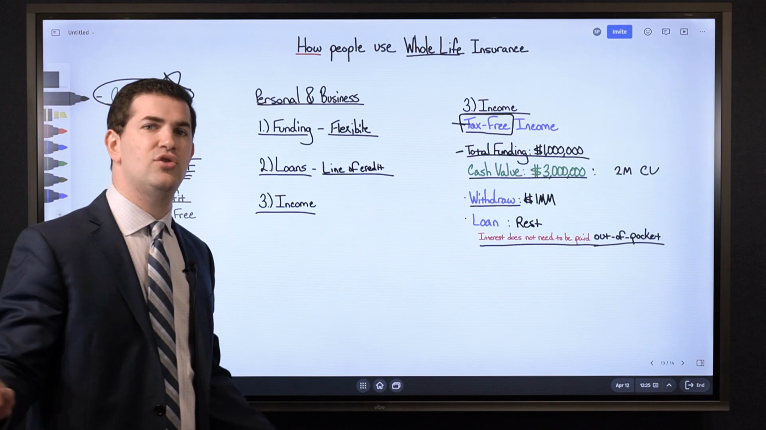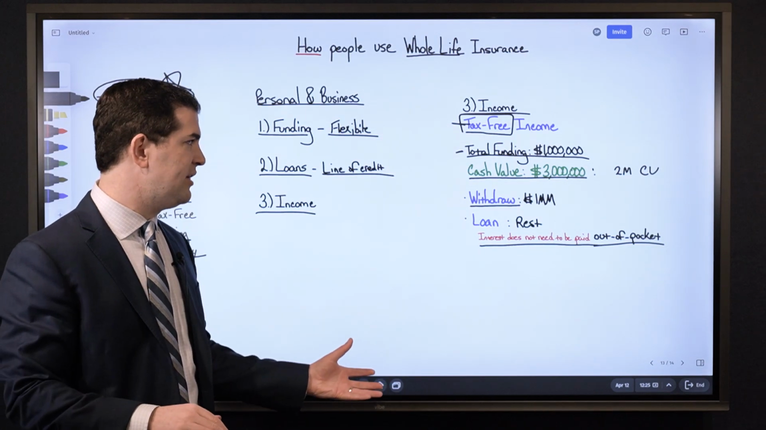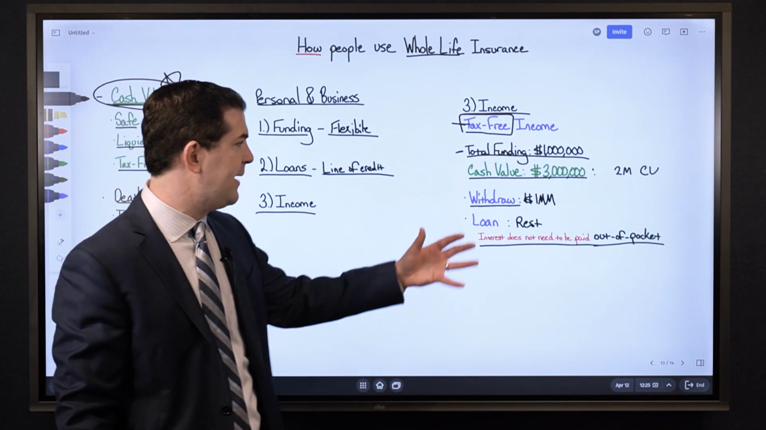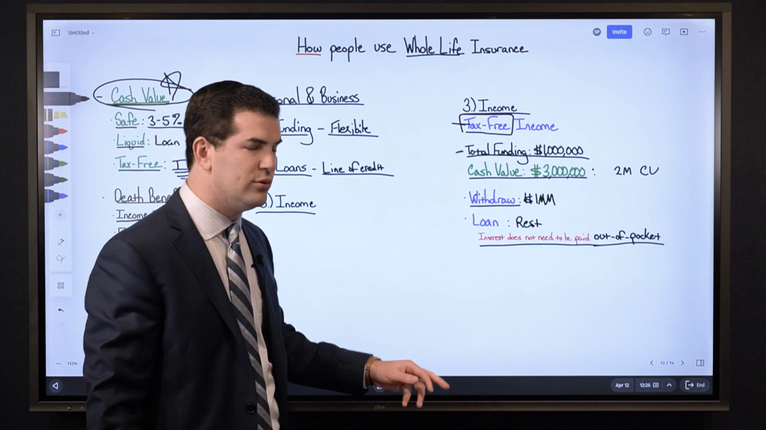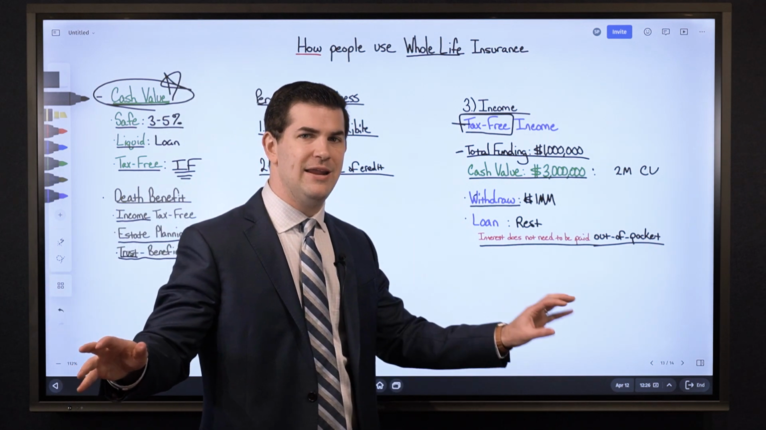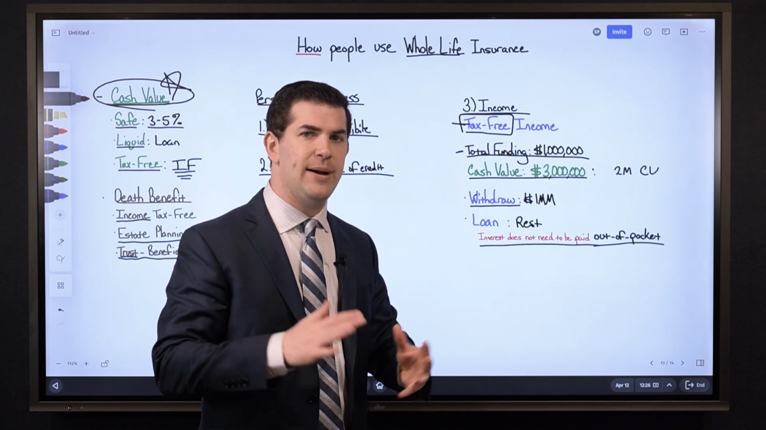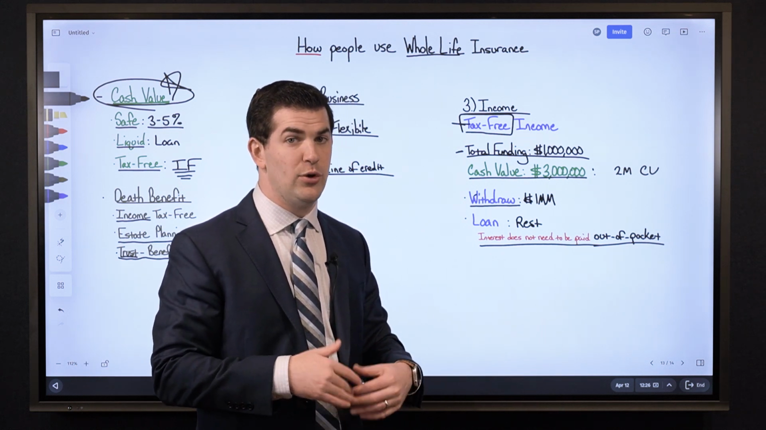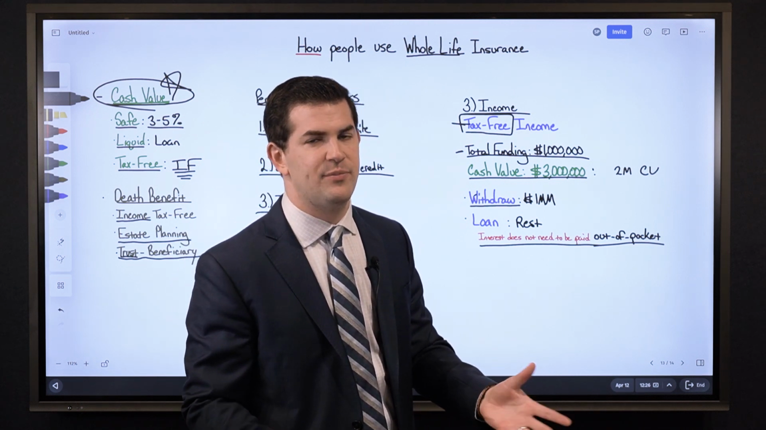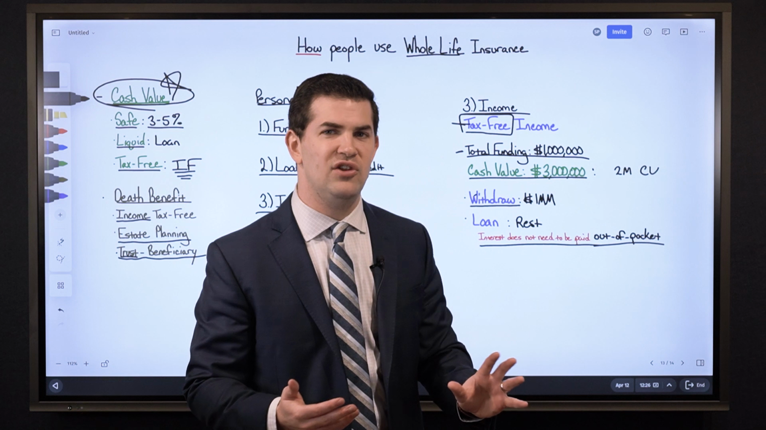But my point is, what we'll do with these strategies is look to take income on a tax-free basis. It'll be a combination of withdrawals and loans. And really we'll look at what's the maximum dollar amount we can take in income without risking a policy lapse. Meaning we don't want it to implode, because if it lapses, that could trigger a taxable event. Sounds scary, but it's very, very easy to prevent.